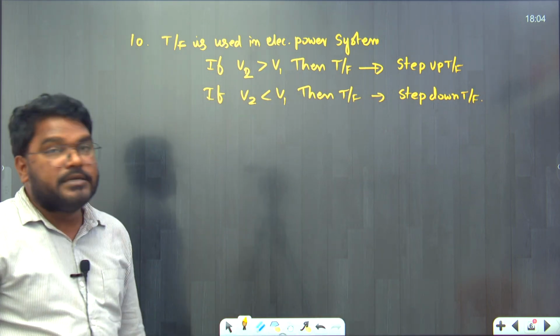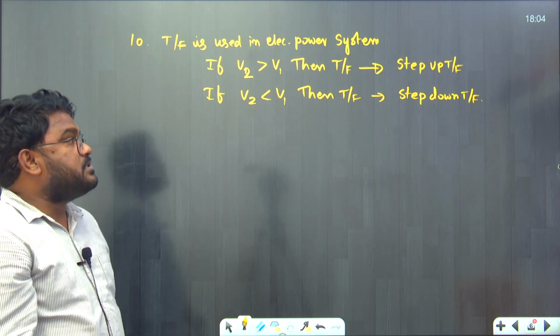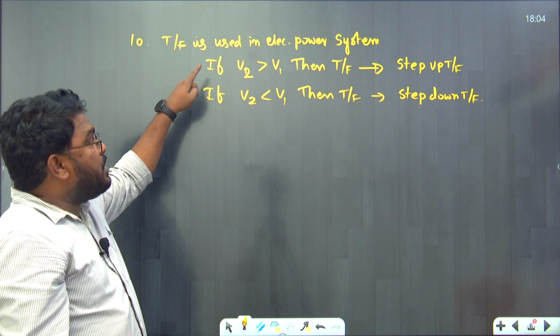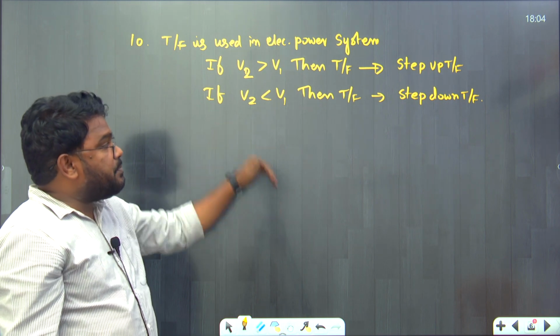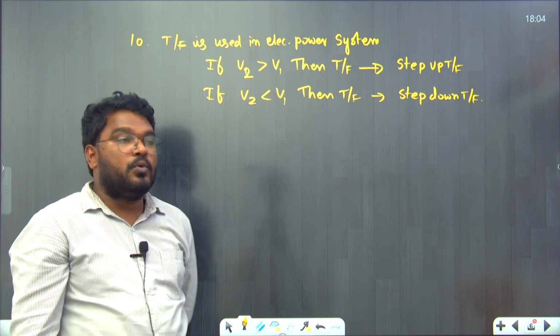So, this is another point. The transformer is treated as a step up transformer and a step down transformer. In a step up transformer, the output voltage is greater than the input voltage, whereas in a step down transformer, the output voltage is less as compared to the input voltage.